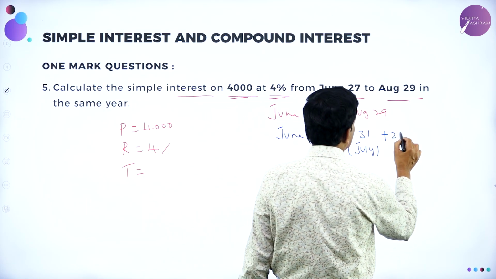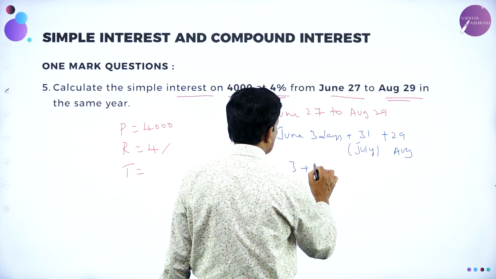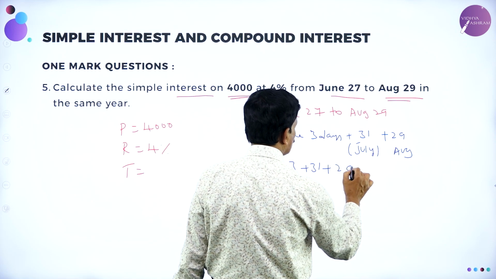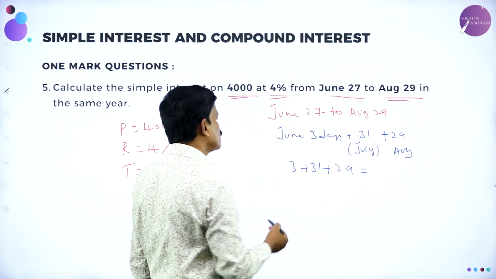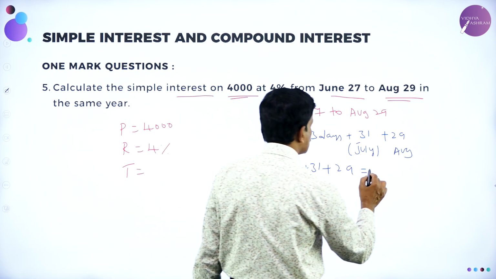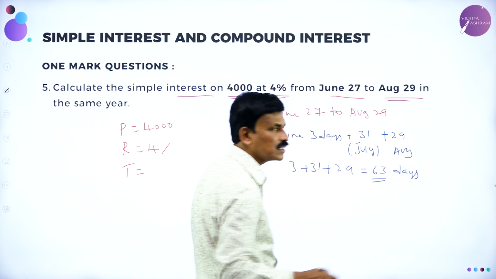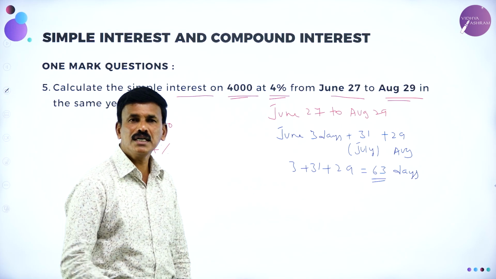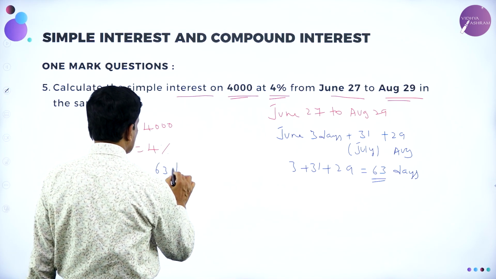So totally 3 plus 31 plus 29. 29 plus 3 is 32, and 32 plus 31 is 63. We are going to get 63 days. Now we have to calculate for 63 days. The time period is 63 days.